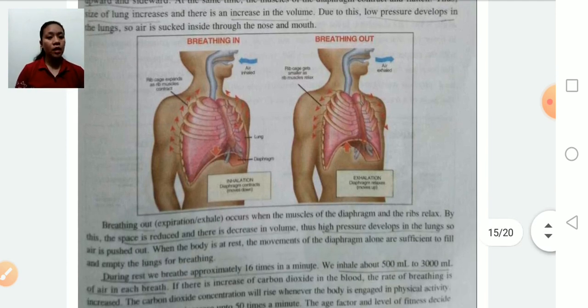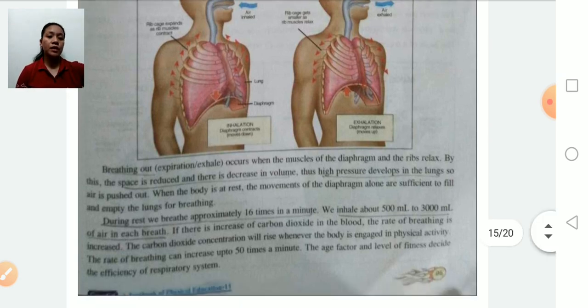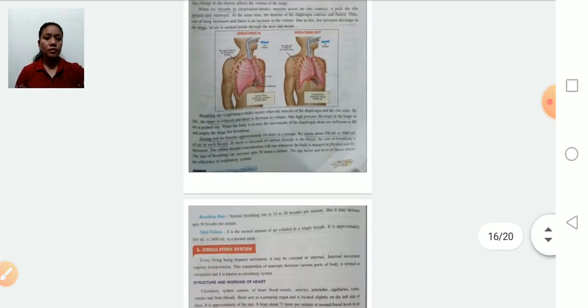And during breathing out, when we relax, the muscle of the ribs comes inward, and the diaphragm comes upward, and there is a lot of pressure in the lungs. A lot of pressure develops in the lungs. Therefore air comes out from the lungs. This is the mechanism of breathing in and breathing out.